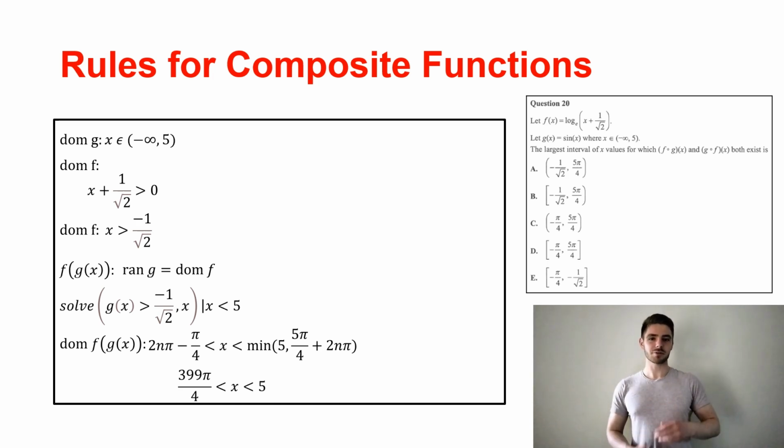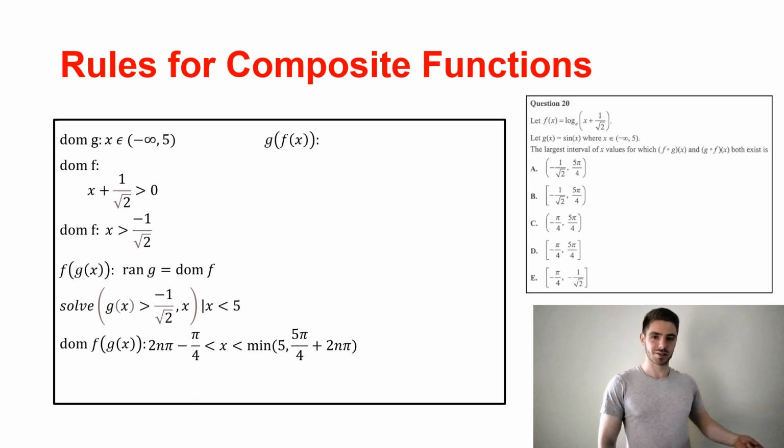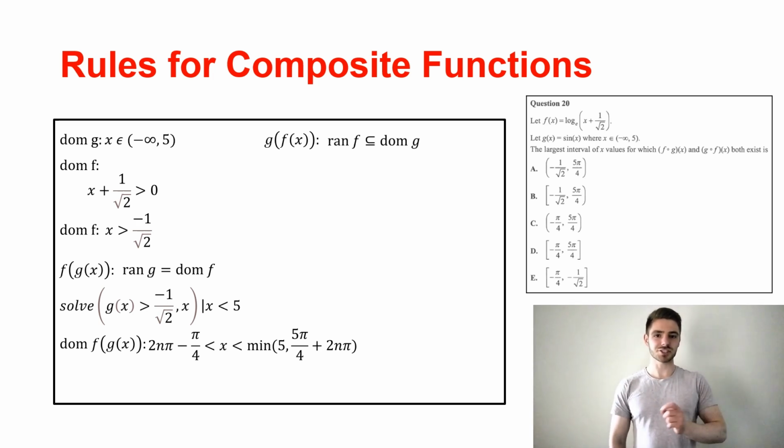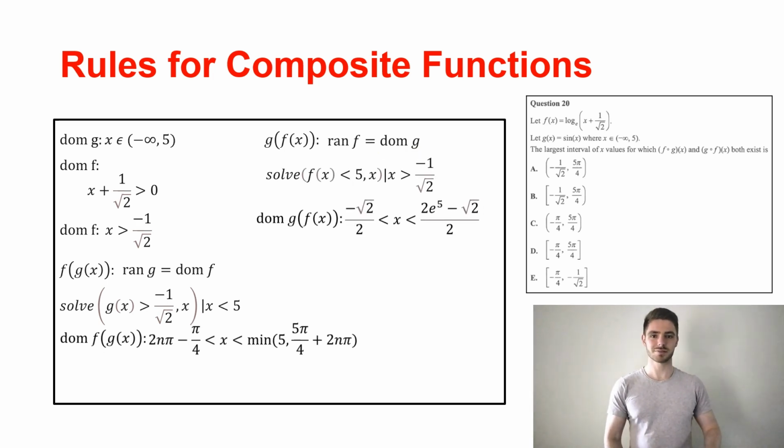Now that we know the domain of f of g of x, we can do the same thing for g of f of x. We know that the range of f of x must fit in the domain of g of x, so we're going to say that the range of f is going to be equal to the domain of g of x. And again, we can use our CAS to solve this.